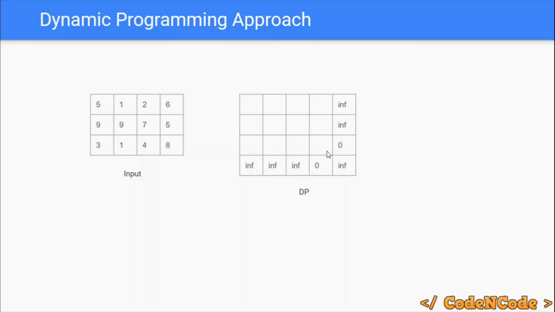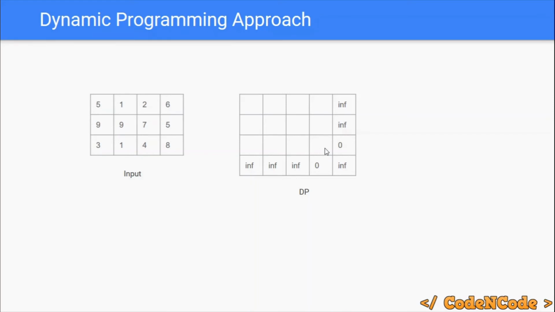So we will fill the DP array row by row. Starting from the very last row, we'll fill the last row first and then the second last row and so on. This way we'll fill from the nth row to the first row, and each row we will fill from right to left. So we would start from here and keep filling the elements till this point, and then we would go one row above and fill all the cells from right to left, and so on.